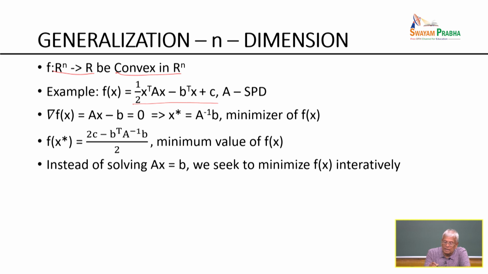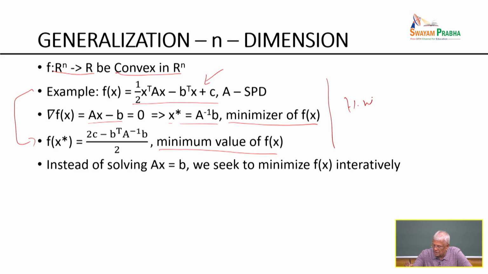If I compute the gradient of this, it is Ax minus b. If I set the gradient to 0, that is Ax equal to b, so x star is equal to A inverse b. So, the minimizer of this quadratic function is A inverse b. If I now substitute x star equal to A inverse b in this and simplify, I get the minimum value of f of x star is equal to c minus b transpose A inverse b by 2. That is the minimum value of f of x. I would like you to be able to check everything. That is again a homework problem. Please check this.